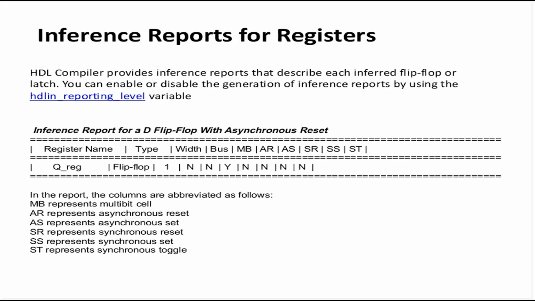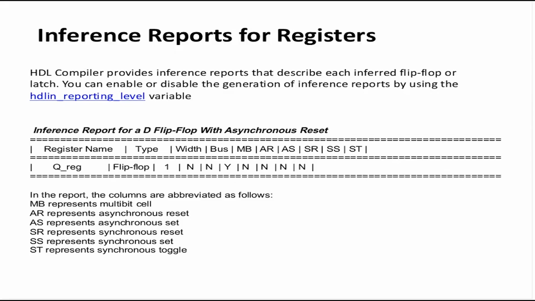Now let's look at a very important report, which is called the inference report. Let's first look at the inference reports for registers. The HDL compiler provides inference reports that describe each inferred flip-flop or latch. So each always block, each sequential block, will get mapped by Design Compiler at the time of elaboration. When you elaborate the top level design, it will start throwing out reports.